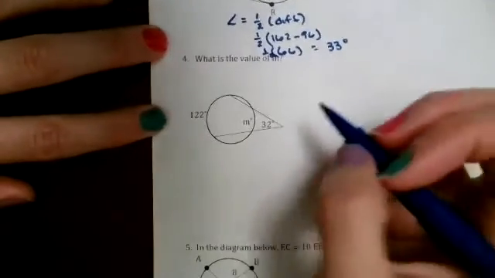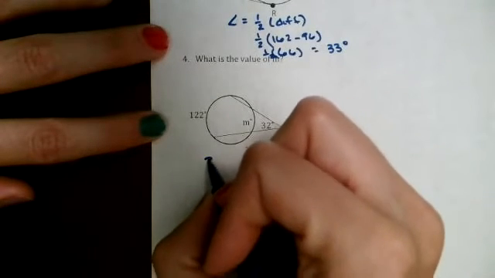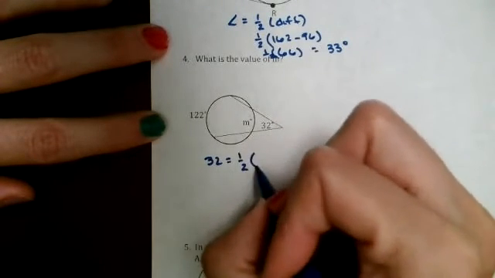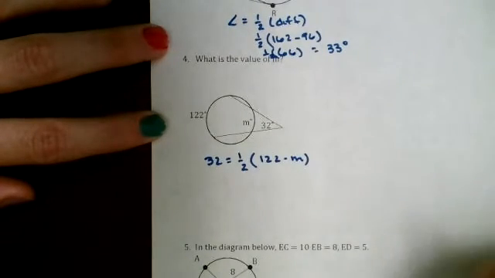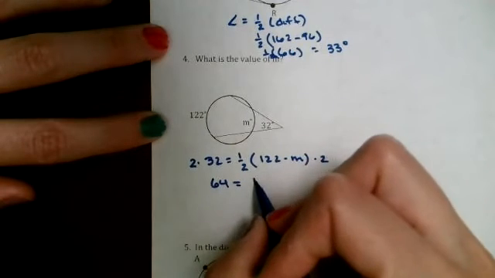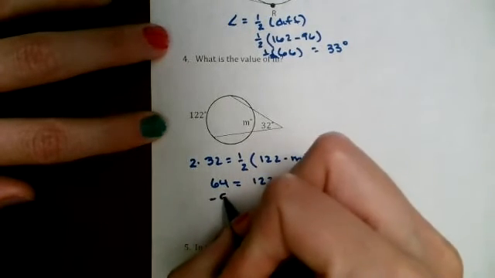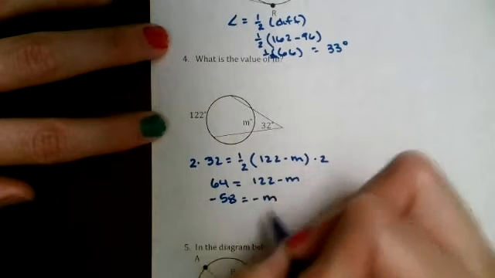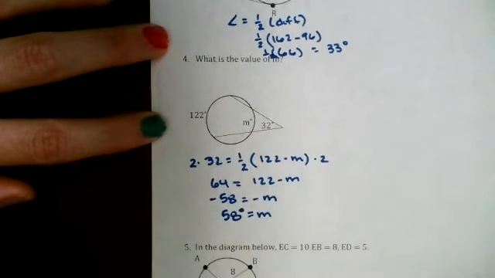Okay, number 4, what is the value of m? I'm going to say the angle is equal to half the difference. I'm going to multiply both sides by 2 so that my fraction cancels out. So I have 64 is equal to 122 minus m. I subtract the 122 from both sides and I get negative 58 is equal to negative m. Then I divide by negative 1 to get that m is 58 degrees.